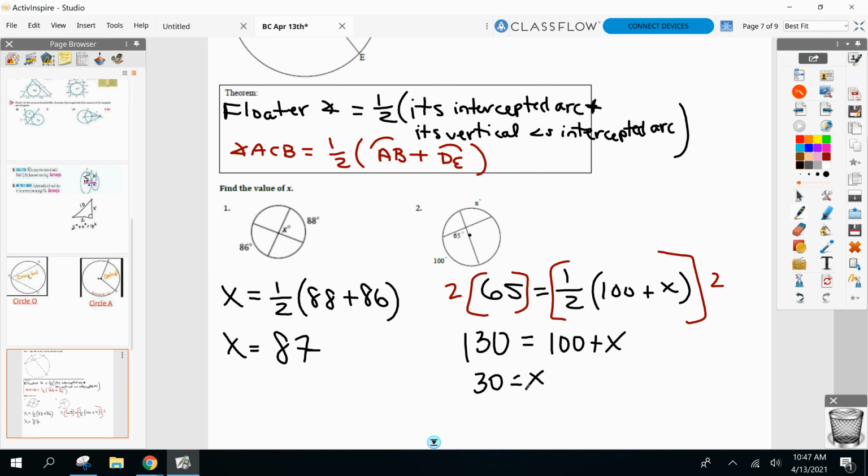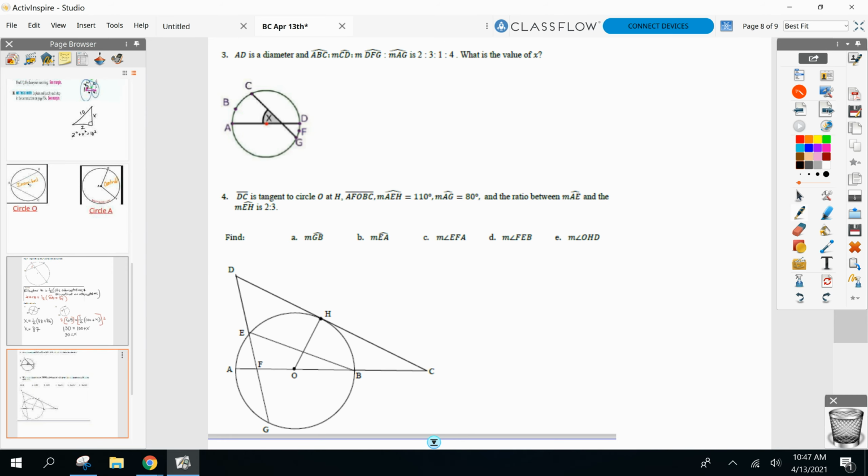Basic ones right here, floater angles. You have three types of angles inside a circle: central, inscribed, and now floater. Those are the only three you could have that are located completely inside the circle. All right, let's get a little bit more challenging.